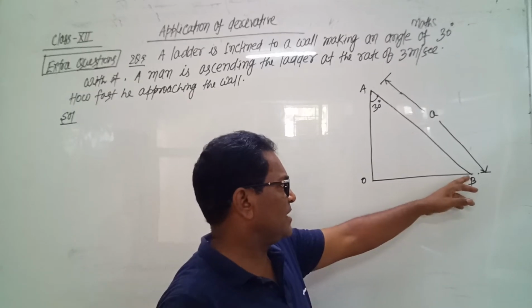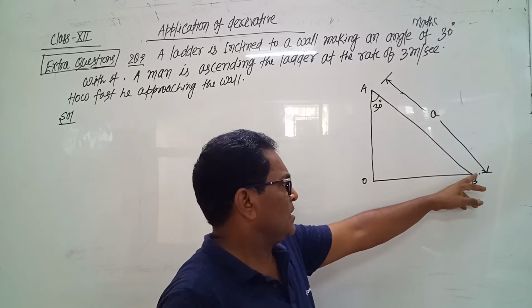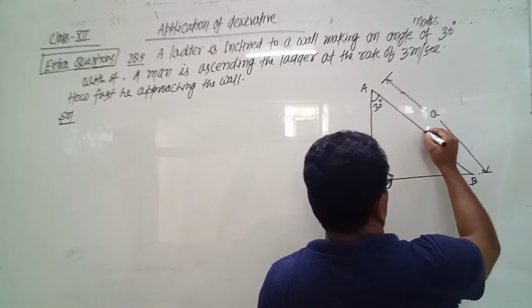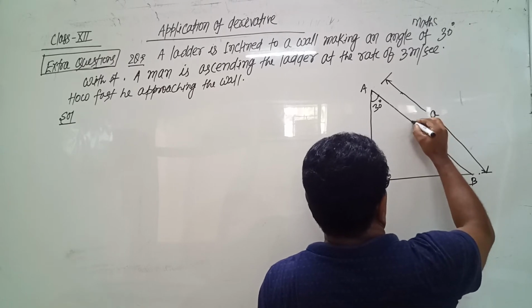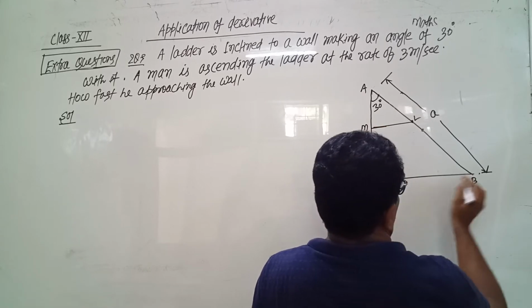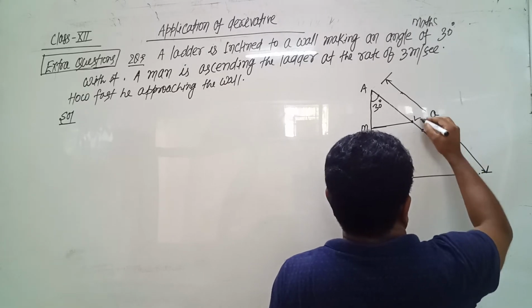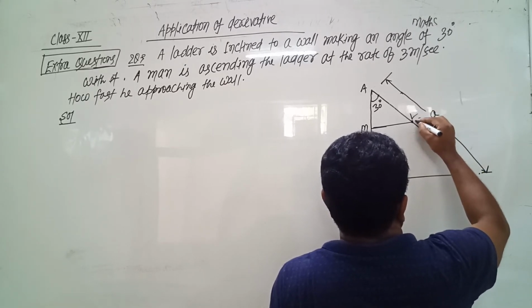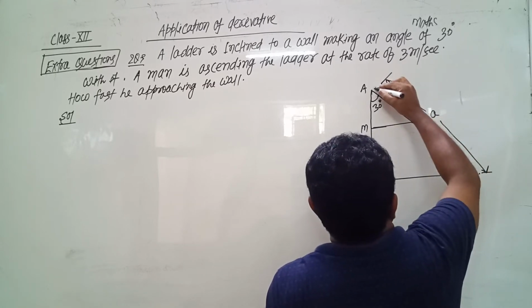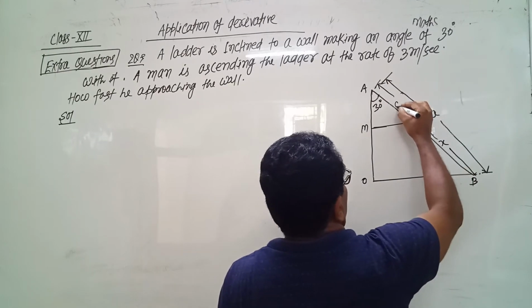A man started from point B and he is ascending the ladder started from B. Suppose there is a point L, and name it L. So suppose BL distance is x. Then the distance of AL becomes A minus x.